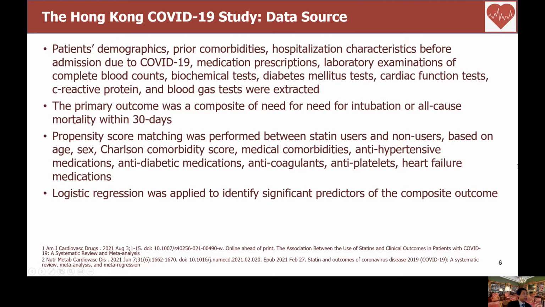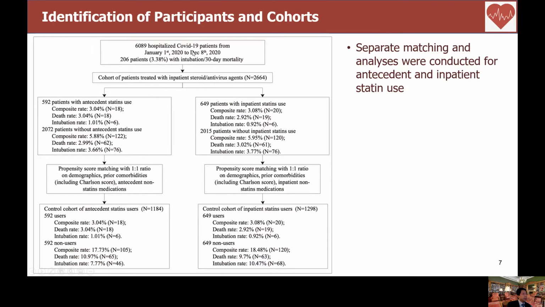So we identified around 6,100 patients hospitalized for COVID-19, and we narrowed down the cohort to analyze only those who were symptomatic, so those that required either steroid or antiviral treatment. And this was around 2,600 patients. And because we thought that there might be some differences between antecedent and inpatient statin users, we also separated the analysis. And within each cohort, we conducted one-to-one propensity score matching based on age, sex, comorbidities, and other medication use.